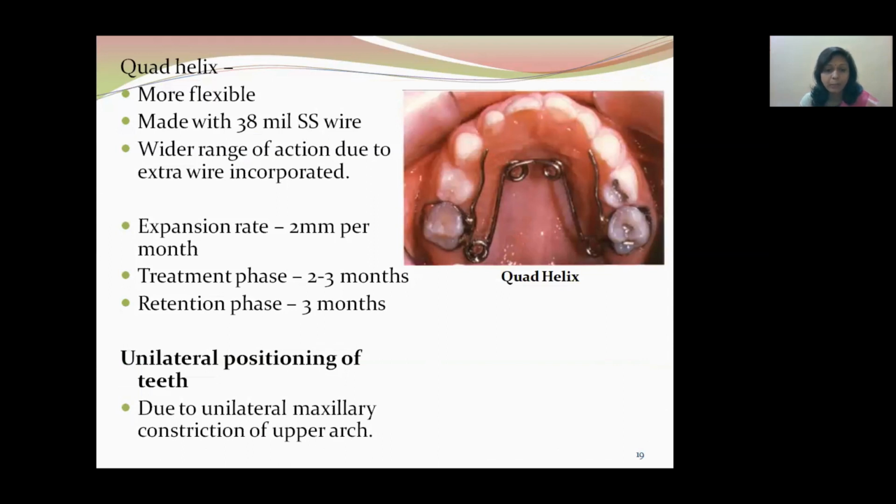The third approach for this expansion was the unilateral positioning of teeth, if there is a unilateral maxillary constriction of the upper arch.